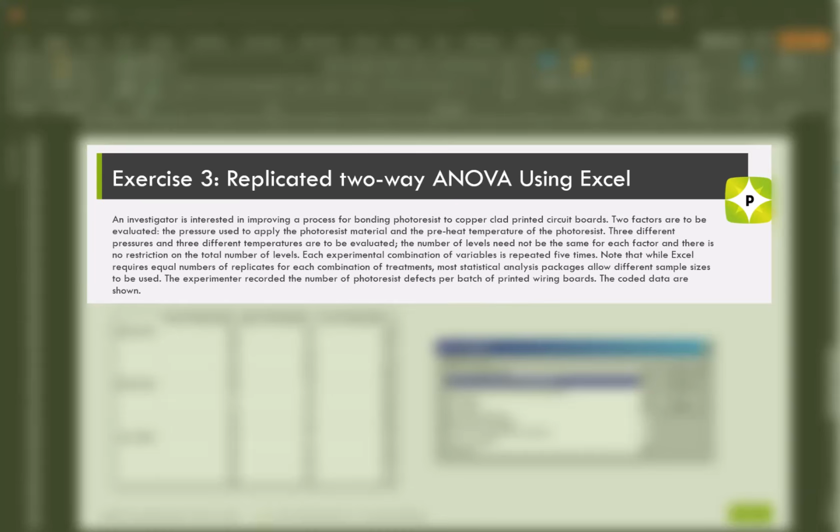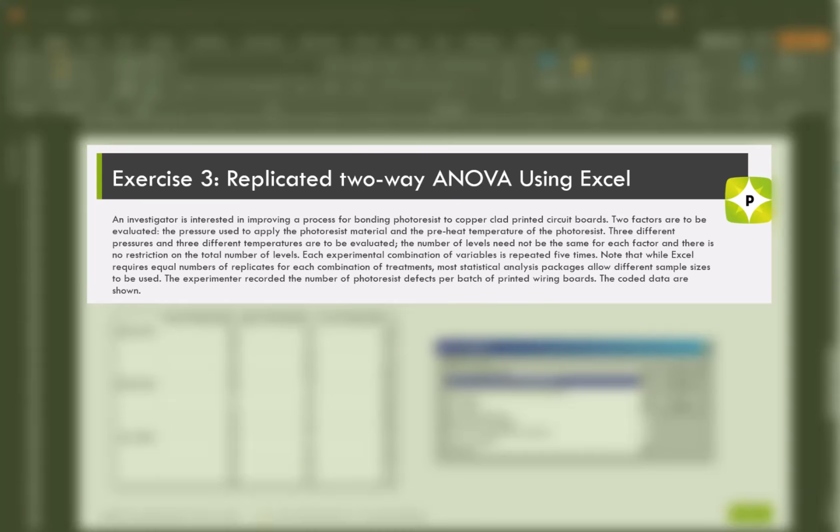Three different pressures and three different temperatures are to be evaluated. The number of levels need not be the same for each factor, and there is no restriction on the total number of levels. These are just our choices. Each experimental combination of variables is repeated 5 times.